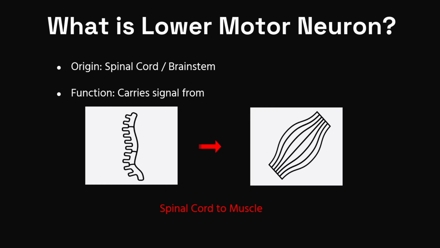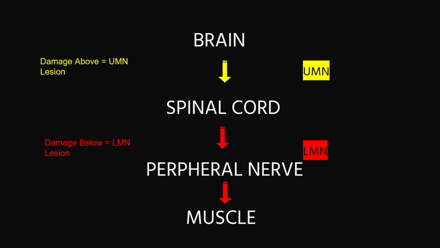Now let's visualize the pathway as a chain. Imagine a chain: the brain, then the spinal cord, then the peripheral nerve, and then the muscle. The upper motor neuron occupies the upper portion of the pathway, and the lower motor neuron occupies the lower portion of the pathway. Now think carefully. If damage occurs above the spinal cord level, we call it an upper motor neuron lesion. If the damage occurs in the anterior horn cells, peripheral nerves, or motor nerve pathway, we call it a lower motor neuron lesion.